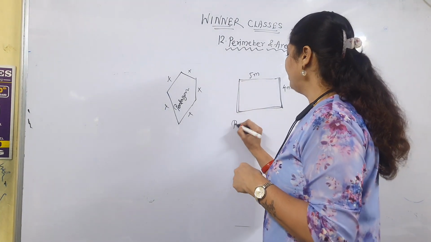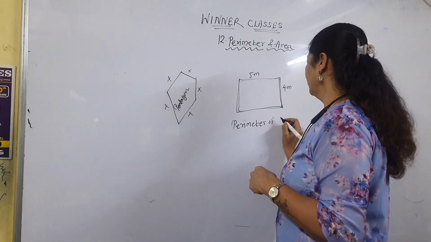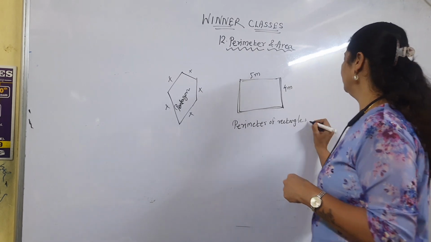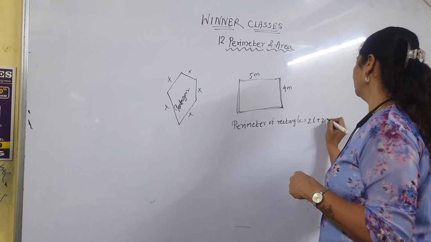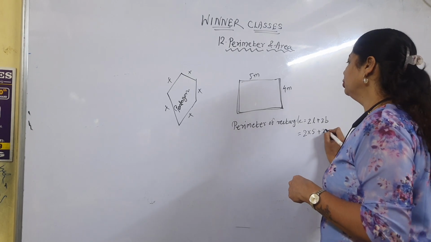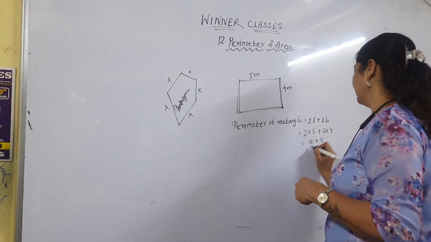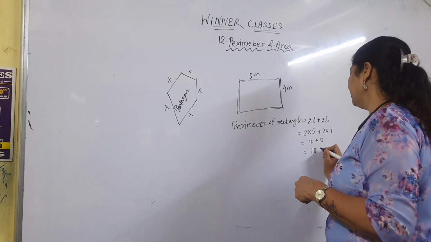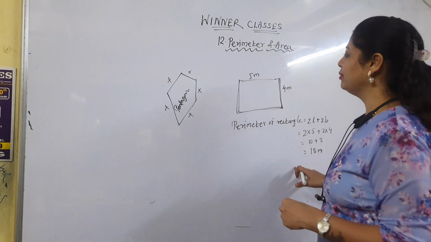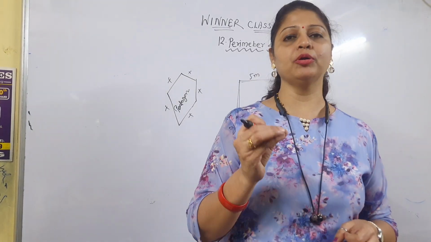So for example, perimeter of rectangle is equal to 2L plus 2B. Okay, so 2 length, L is 5, and 2B, B is 4. Okay, so 5 2s are 10, 2 4s are 8. So the total is 10 plus 8 is 18. So meter is there. So 18 meter is the perimeter of this rectangle. Understood everyone? This is the simple concept about the perimeter.